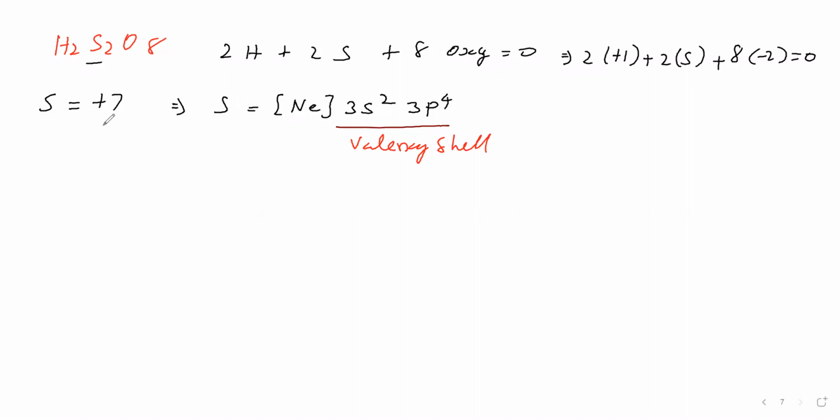So the sulfur maximum oxidation number is +6, but we got +7. This indicates that all the oxygens are not oxides. Some of the oxygens are peroxides and some are oxides. So how many oxygens are peroxides? How to know it?